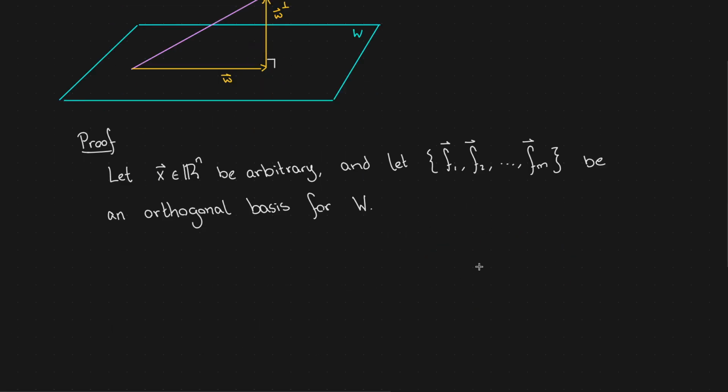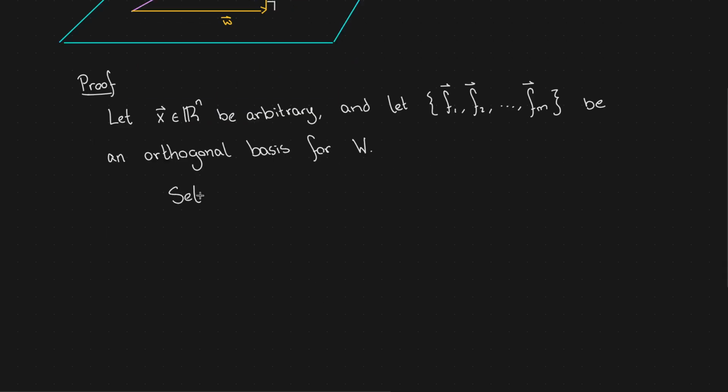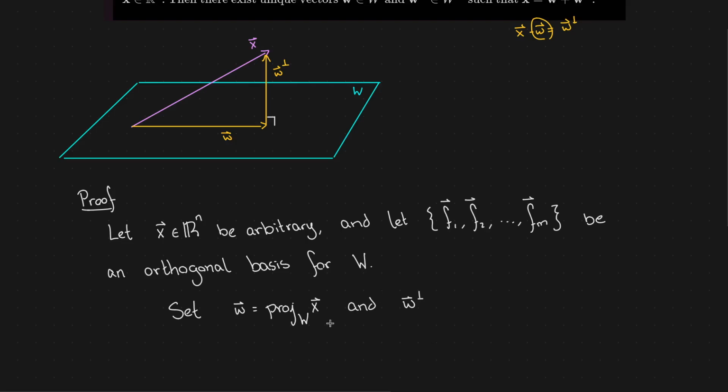Now, what we need is a candidate for vector w and vector w perp. Let's set vector w equal to the projection of X onto subspace W. And for w perp, we're going to use a little bit of a trick here. Since I know I want X to be equal to vector w plus w perp, that also means that w perp better be equal to vector X minus vector w. So if w is the projection of X onto subspace W, then I can easily find w perp by just subtracting vector w from vector X. So w perp is going to be vector X minus vector w.